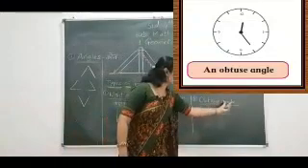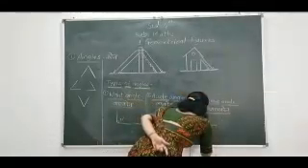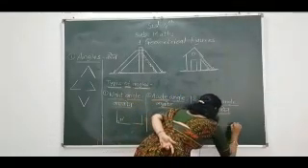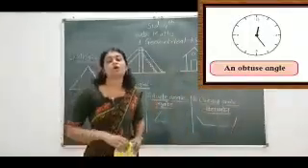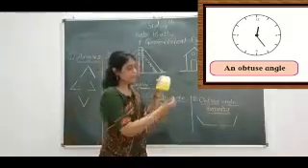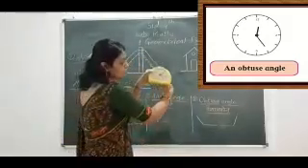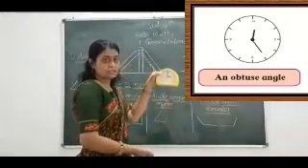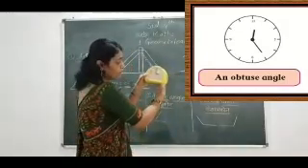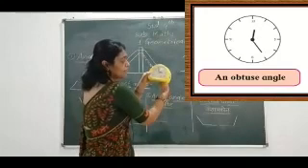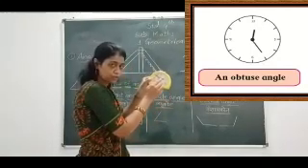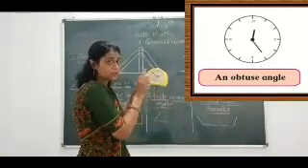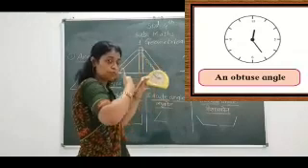Third one is obtuse angle. विशाल कोण. It can be like this, like this. Example of obtuse angle is, this is clock and there is 3 o'clock. When we increase the distance between two hands of clock, angle between two hands of clock grows bigger.